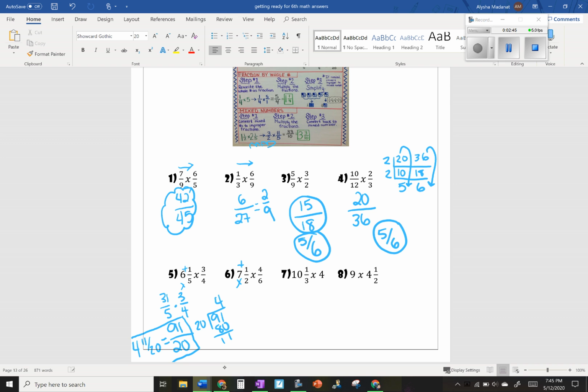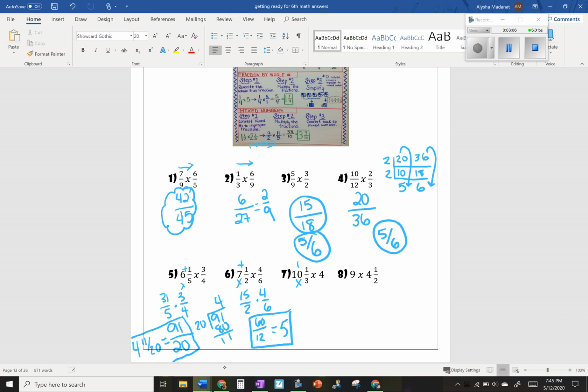7 times 2 is 14, plus 1 is 15 over 2 times 4 over 6. Multiply straight across, you're going to get 60 over 12. And then if you divide 60 by 12, you're actually going to end up getting 5. So this is actually equal to a whole number.